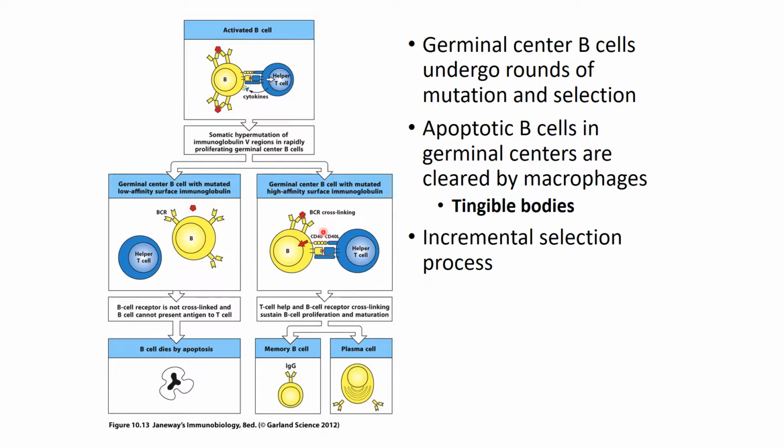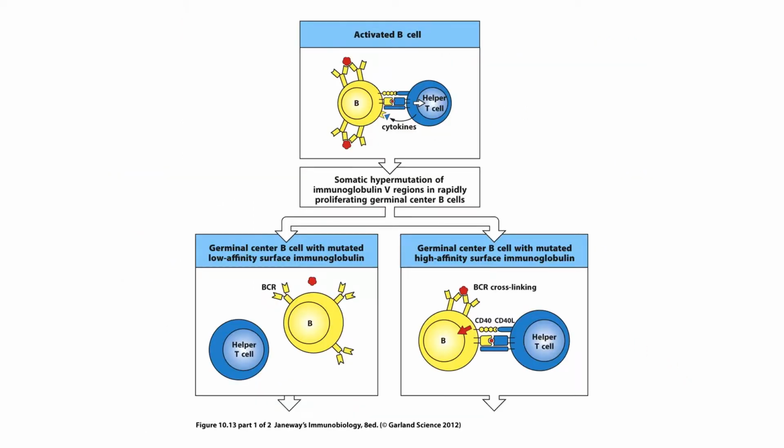If the helper T cell is there, well then guess what? The signals are going to be there. It's going to tell the B cell to progress through the phases and mature. The lack of the signals, well, not so much. The lack of signal is going to tell that B cell it's time to die, and it's going to become what's referred to as a tingible body, a dead mass that will then be phagocytized, removed from the lymph node by a macrophage.